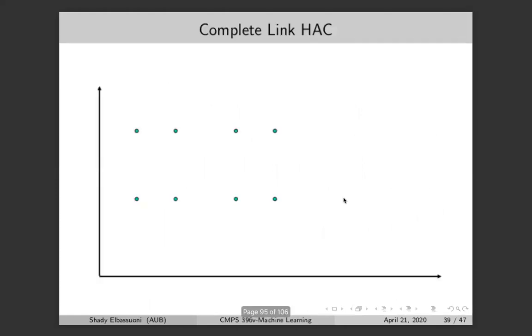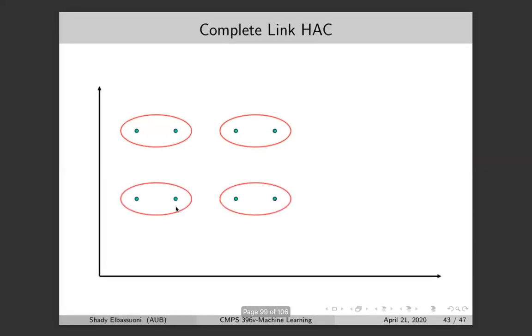Okay. So here's looking at complete link HAC. If I try to hierarchically cluster this data set using complete link, which means that I'm looking at the minimum similarity between two clusters, I pick these 2 points to cluster first, then these 2 points, then these 2 points, then these 2 points, because they all have the same minimum similarity.